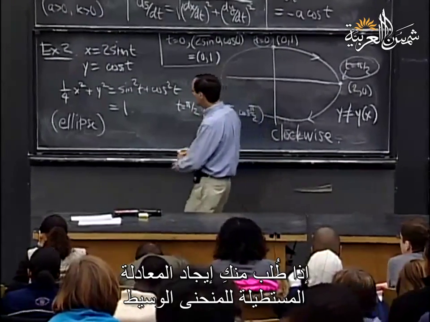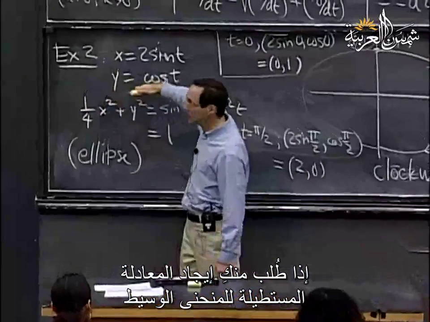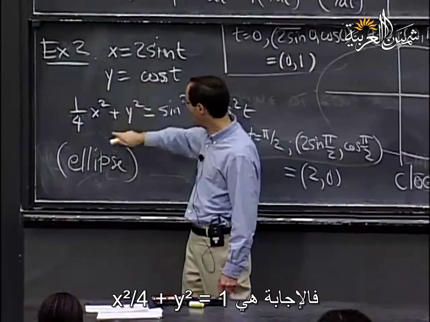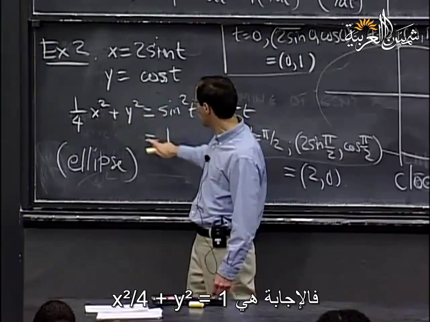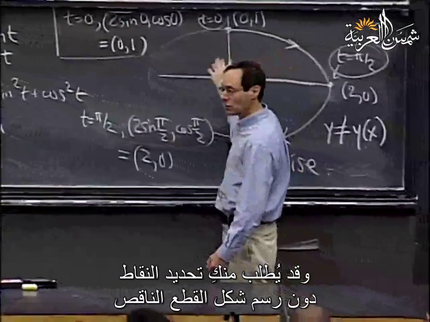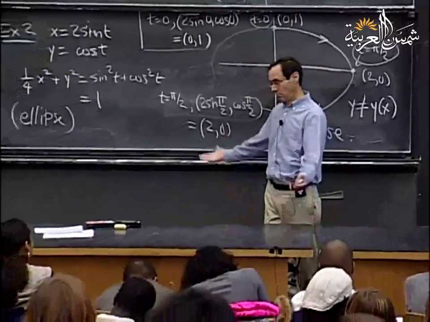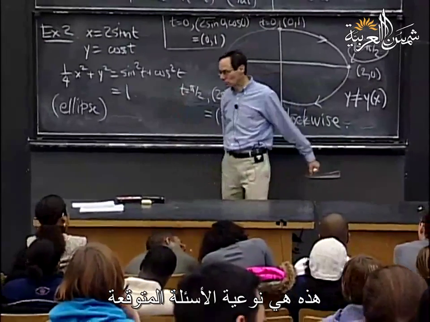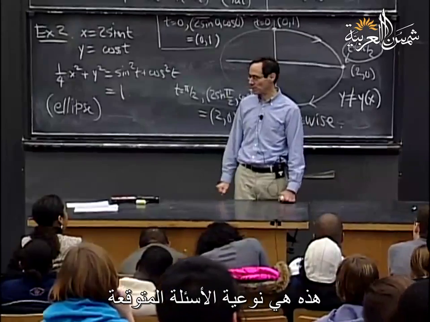In a question, what you might be asked is, what's the rectangular equation for a parametric curve? So that would be 1/4 x squared plus y squared equals 1. And then you might be asked, plot it. Well, that would be a picture of the ellipse. Okay, those are types of questions that are legal questions.